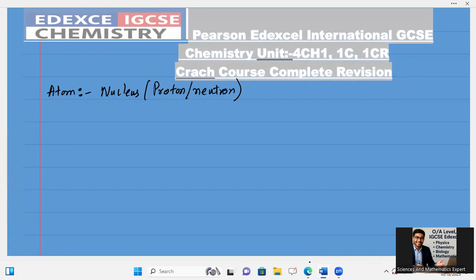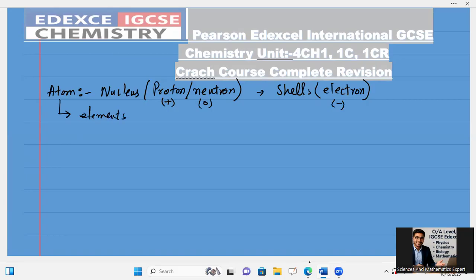And on the other end, there are shells where the electrons are available. Proton has positive charge. A neutron has no charge, or zero charge. Electron has a negative charge. And remember that if I talk about atom, then it should be directly related to elements.